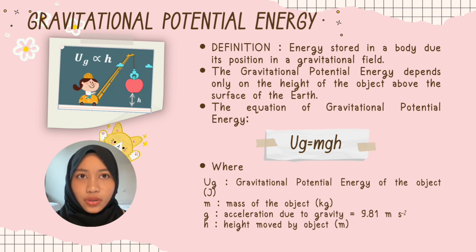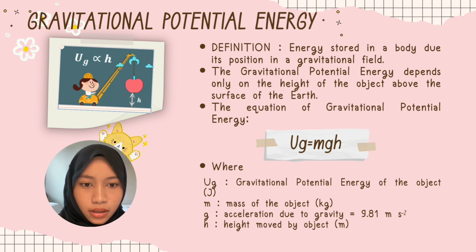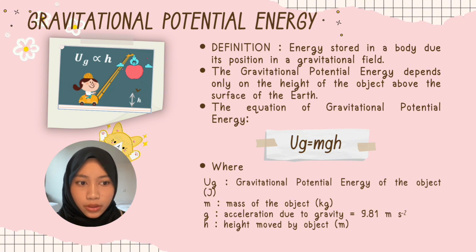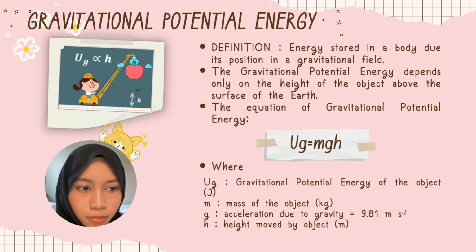The first one is gravitational potential energy. The definition is energy stored in a body due to its position in a gravitational field. The gravitational potential energy depends only on the height of the object above the surface of the earth. The equation of gravitational potential energy is Ug equals mgh, where Ug is the gravitational potential energy of the object, m is the mass of the object, g is the acceleration due to gravity, and h is the height moved by the object.